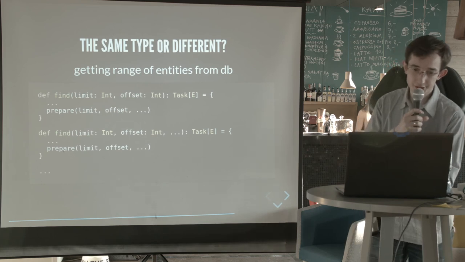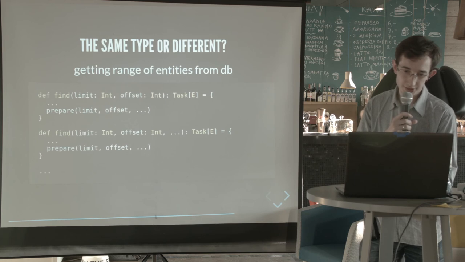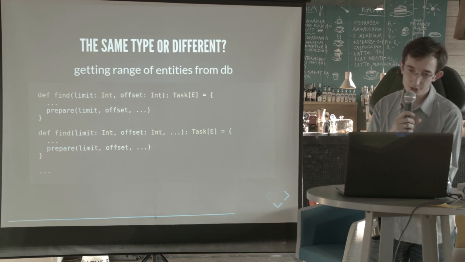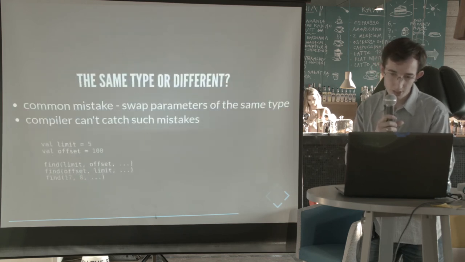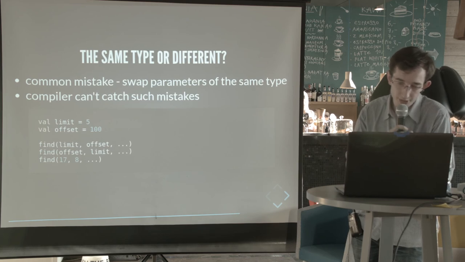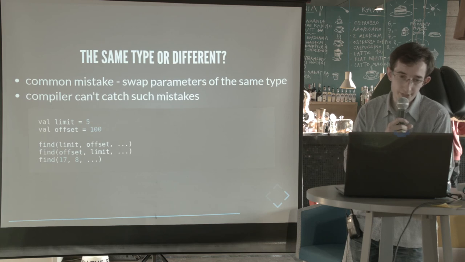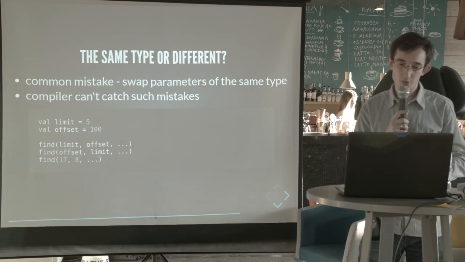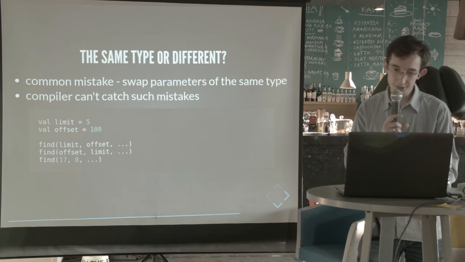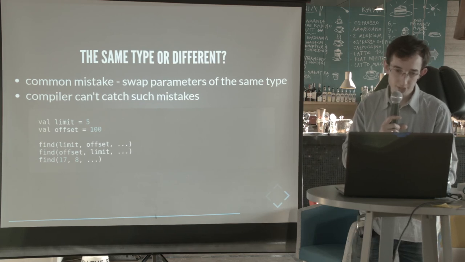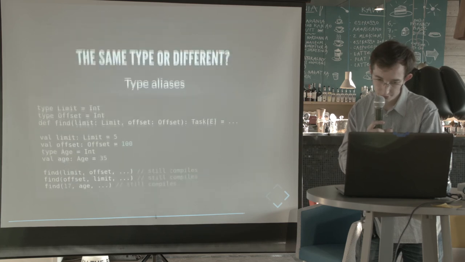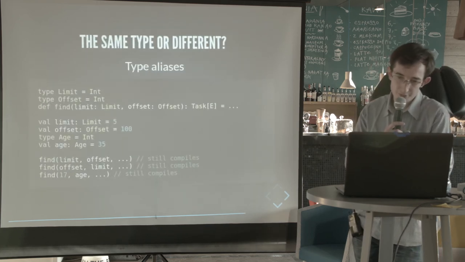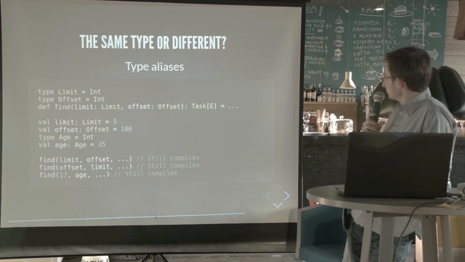As you can see, both parameters have integer type. Both are Ints. Because of that, it's very easy to make a mistake and swap the two parameters provided to the function. Because both have exactly the same type, the failure will arise at runtime, meanwhile compiling successfully without even any warning. Moreover, you can put any other Int as limit or offset as well, even if it doesn't make sense at all. For instance, if you had a Person case class with an age member of Int type, that could be a limit or offset as well. And it still compiles.